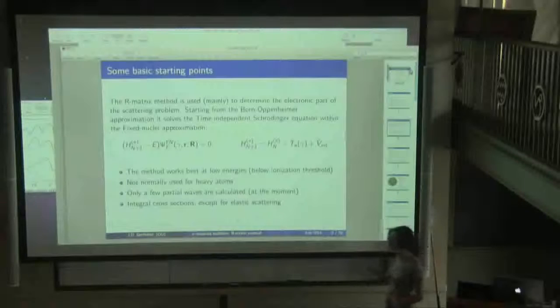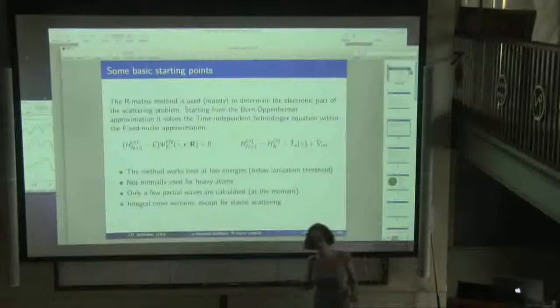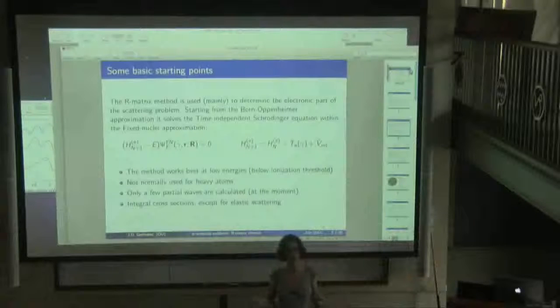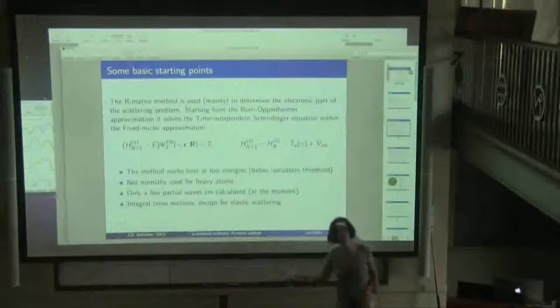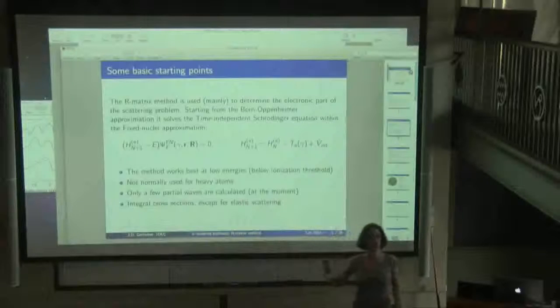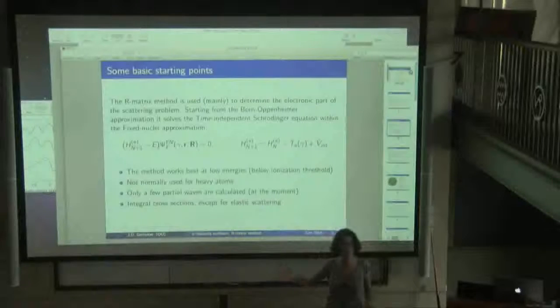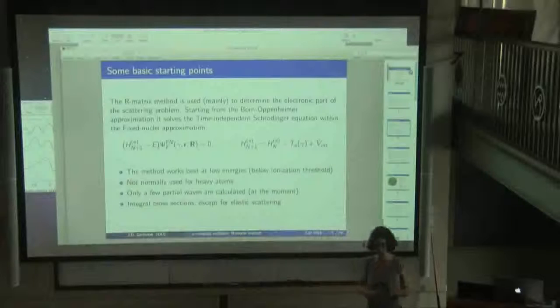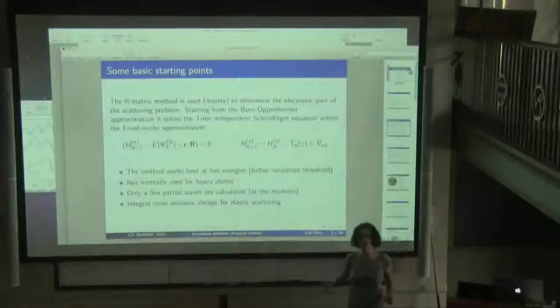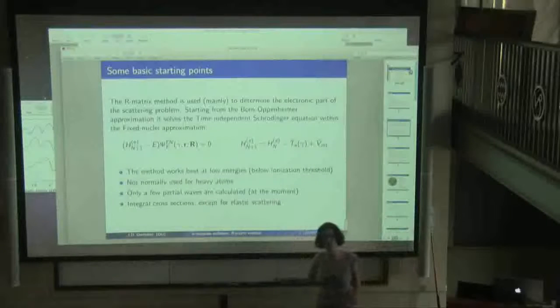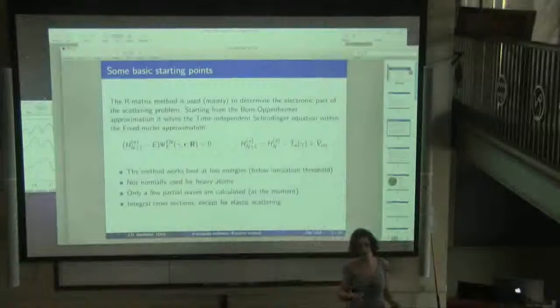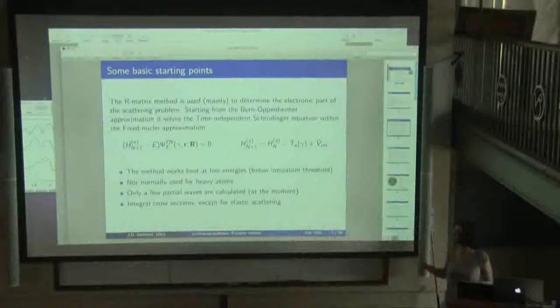At the moment, we can only include a few partial waves of the partial wave expansion in the calculation, so we do this ab initio for partial waves up to L equals 5. If high partial waves are needed because the cross-sections are not converged, then what we do is we go to a Born approximation and we use some Born correction. I'll mention that later. And on the whole, we calculate integral cross-sections. We can calculate differential cross-sections for elastic scattering. We can't at the moment for other processes. We could. It's not difficult. Other people do it, but we don't. We may do in the near future.